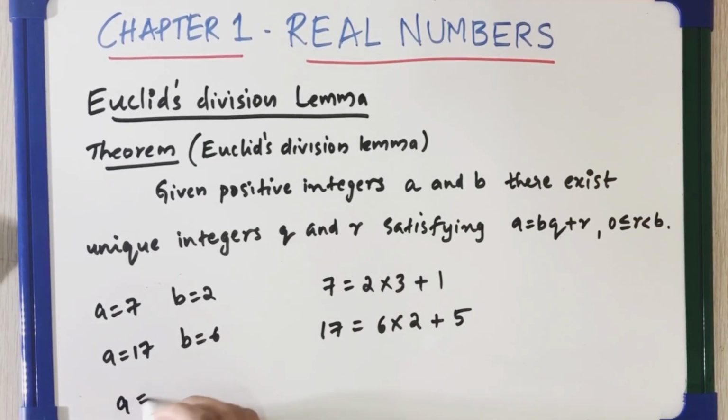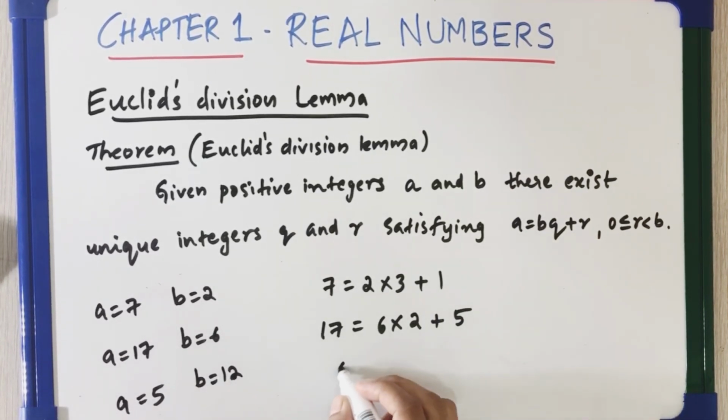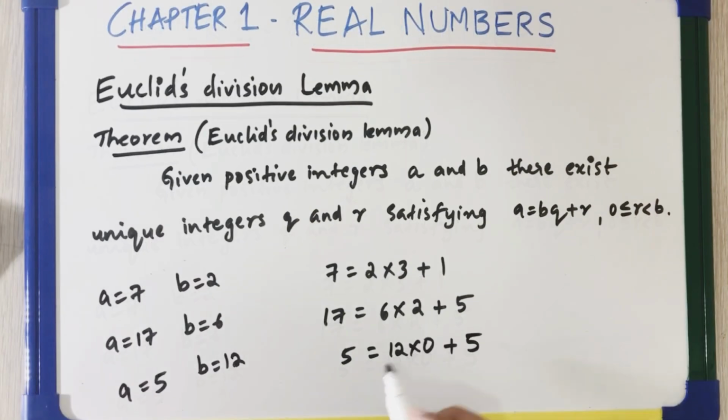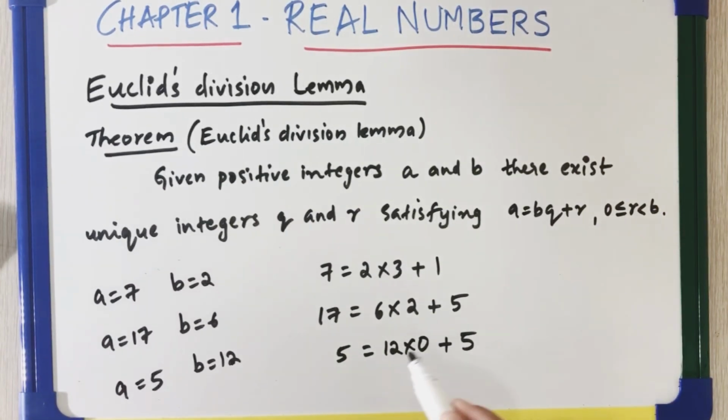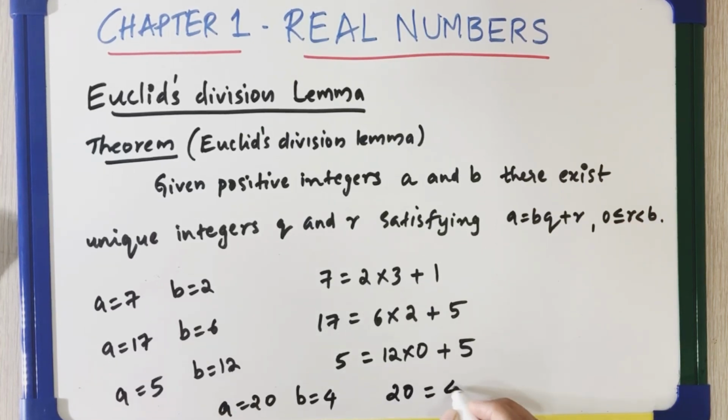Next, a = 5, b = 12. Here a is less than b, so we can write 5 = 12 × 0 + 5. Here the quotient is 0 because the divisor is greater than the dividend. Next one, take a = 20, b = 4. We can write 20 = 4 × 5 + 0. Here the remainder is 0.